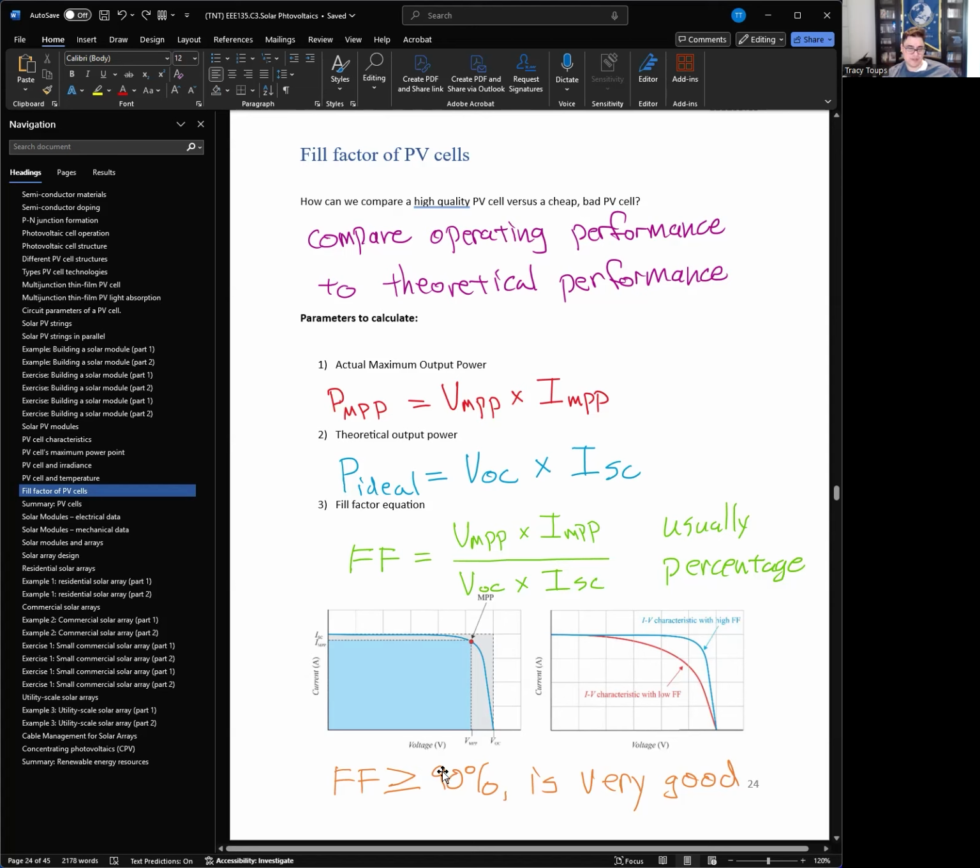Anything with a fill factor of 90% is considered very good. Once you get down to about 70%, that's considered junk. I wouldn't buy that. You're just wasting your money.